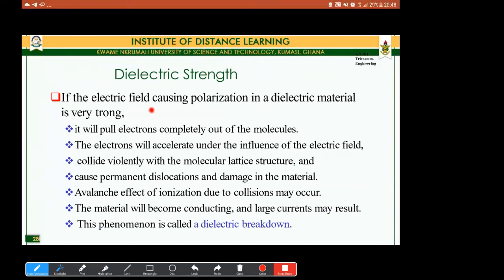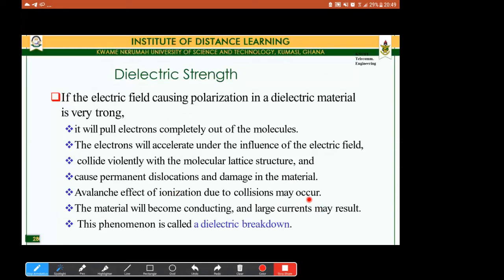If the electric field causing polarization in a dielectric material is very strong, it will pull electrons completely out of the molecules, as we indicated. The electrons will accelerate under the influence of the electric field, and then they will collide violently with the molecule lattice structure. They will cause permanent dislocation and damage in the material. This is called the avalanche effect of ionization, which is due to the collision. And this collision may generate even more electrons.